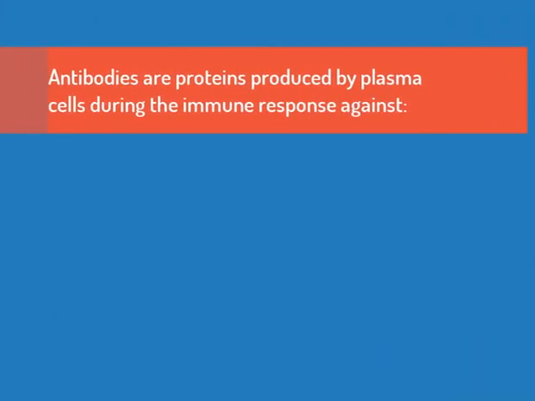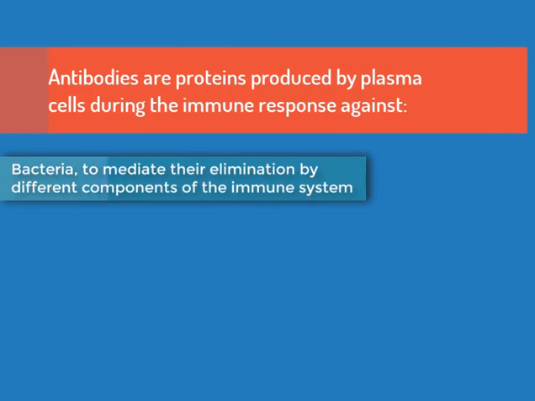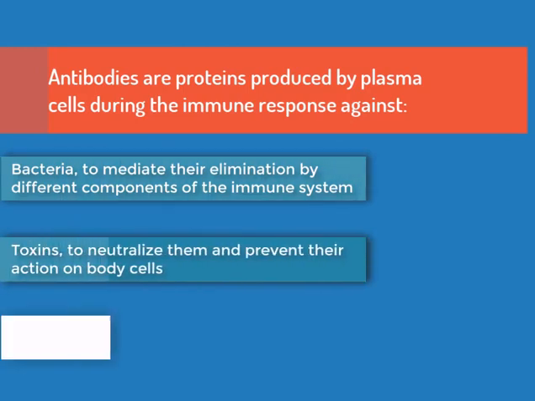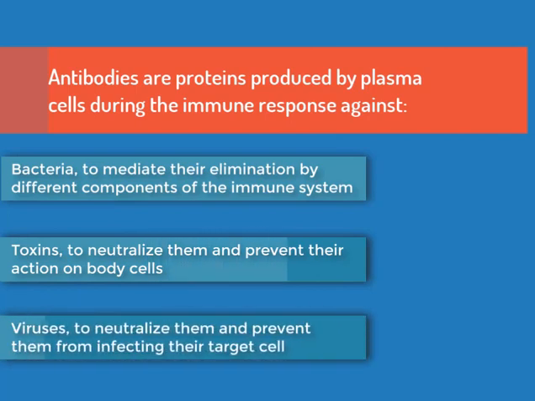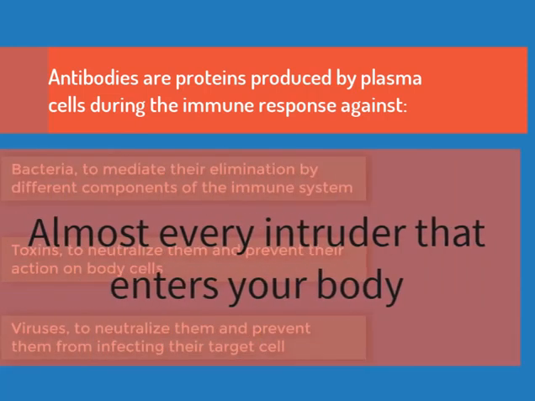This is Zeinab Mazloum and I will be explaining Document 8 of Chapter 7, Diagnostic Applications of Antibody Properties. By now, you all know that antibodies are proteins produced by plasma cells during the immune response against bacteria to mediate their elimination by different components of the immune system, toxins to neutralize them and prevent their action on body cells, and viruses to neutralize them and prevent them from infecting their target cell.